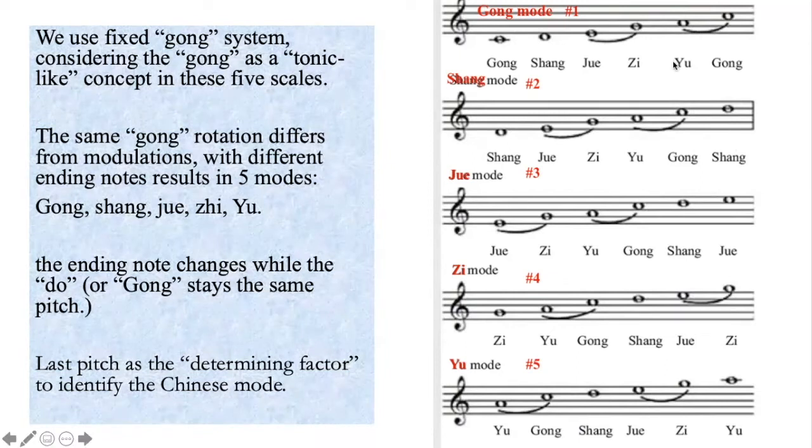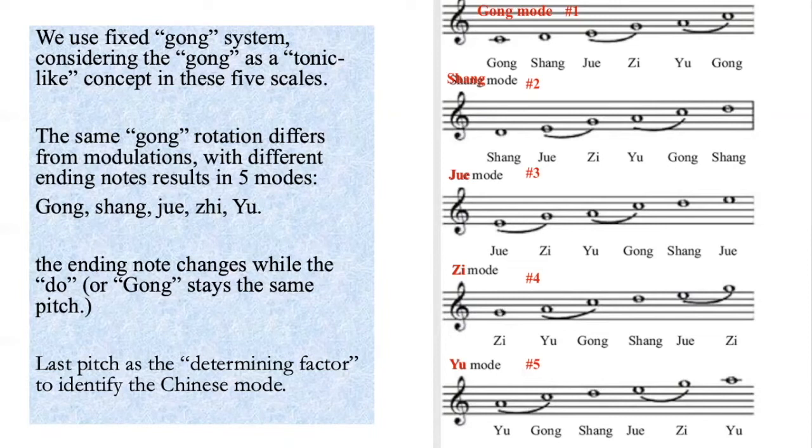There are 5 different modes: gong, shang, jue, zhi, yu, or mode 1, 2, 3, 4, and 5. The first mode, gong, ends on gong, which is C. The second mode, shang, ends on scale degree 2 of the fixed do system, which is solfege re. If you want to use solfege, it's going to be re, scale degree 2, right? The third one is jue, mode 3, ending on scale degree 3, and similarly, zhi mode ends on scale degree 4, and yu mode ends on scale degree 5.